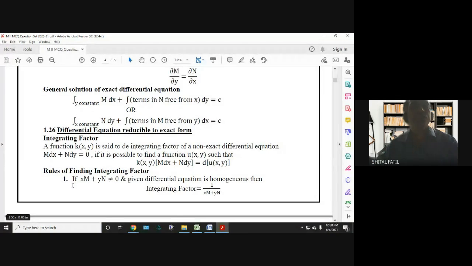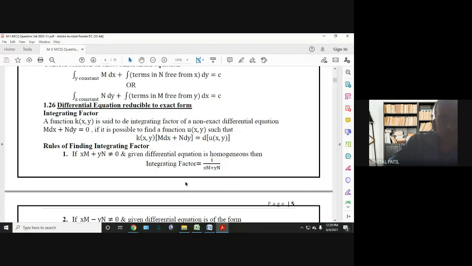Differential equation reducible to exact form. A function k of x,y is said to be an integrating factor of a non-exact differential equation m dx plus n dy if it is possible to find a function u of x,y such that k of x,y into m dx plus n dy equals d of u of x,y. That is, k of x,y converts the given non-exact differential equation into an exact differential equation. Rules of finding the integrating factor.